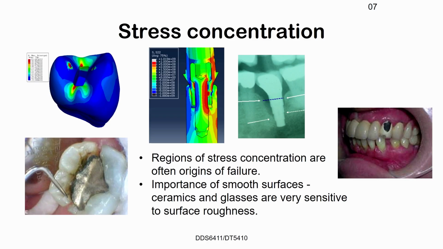Now, the stresses don't exist just in the implants. The implant doesn't exist in isolation. It's connected to the neighboring tooth tissues, your bone. And the loading can also create stress concentrations in the bone. So that's why you can see a lot of bone resorption in the first couple of years when you put an implant in.